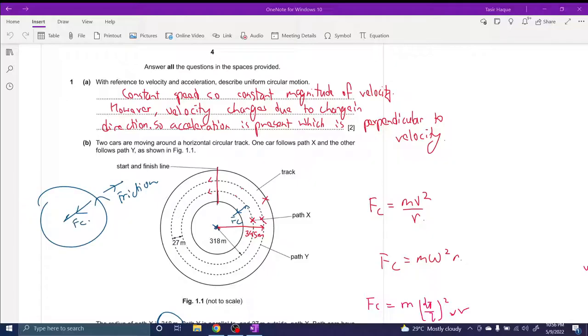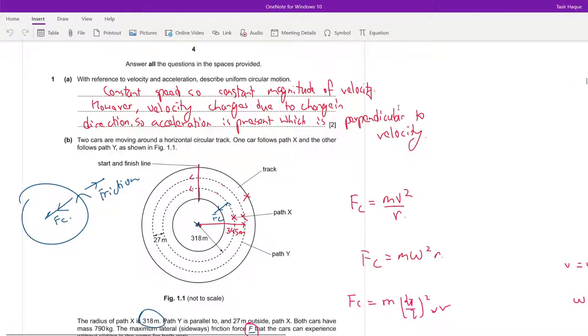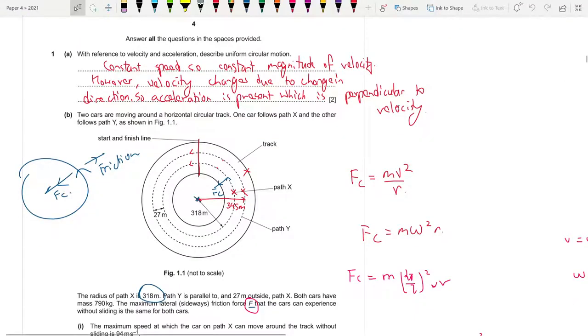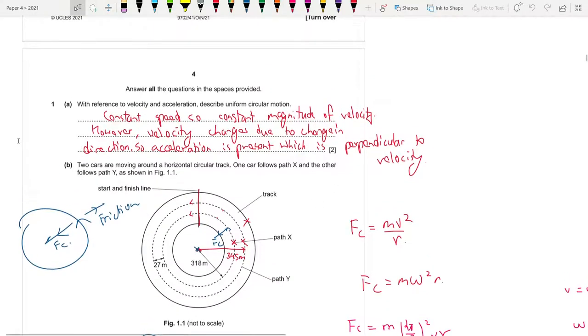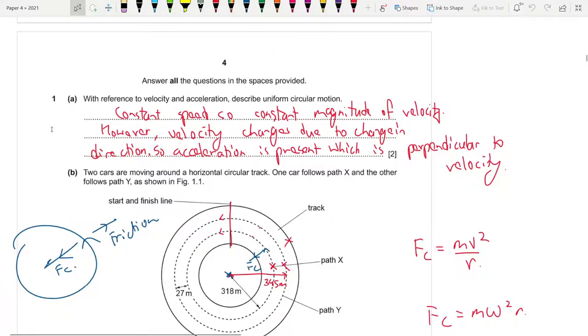With reference to velocity and acceleration, describe uniform circular motion. So what do we need to talk about here? We need to say that there is constant speed or constant magnitude of velocity. Okay, so we either say that there's constant speed or constant magnitude of velocity. That's your first marking point.